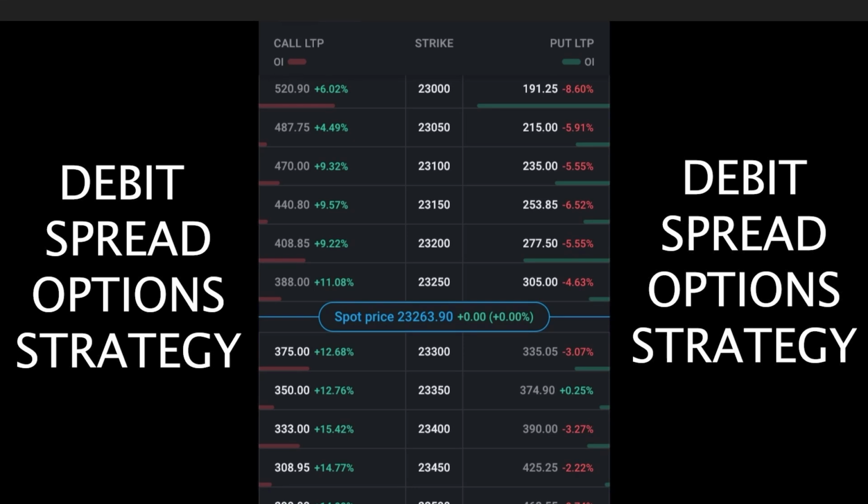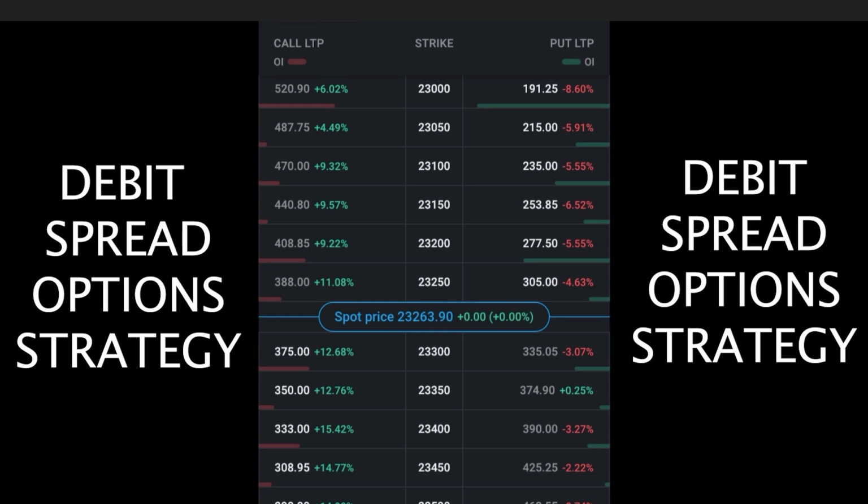To execute a debit spread option strategy, it is better to choose two options that are deep in the money, because the maximum profit in this option strategy occurs when both the options end up in the money on the day of expiry, and in the money options eventually end up staying in the money on the day of expiry.